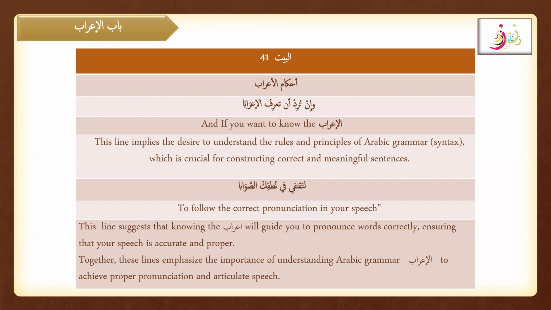So let's start with our bait 41. Ikam I'rab. First line is wa in turid an ta'rifa al-I'raba. And if you want to know the I'rab, if you want to understand the rules and principles of Arabic grammar, it is very important to first learn about the correct I'rab for that sentence, or it is very important to construct meaningful and correct words.